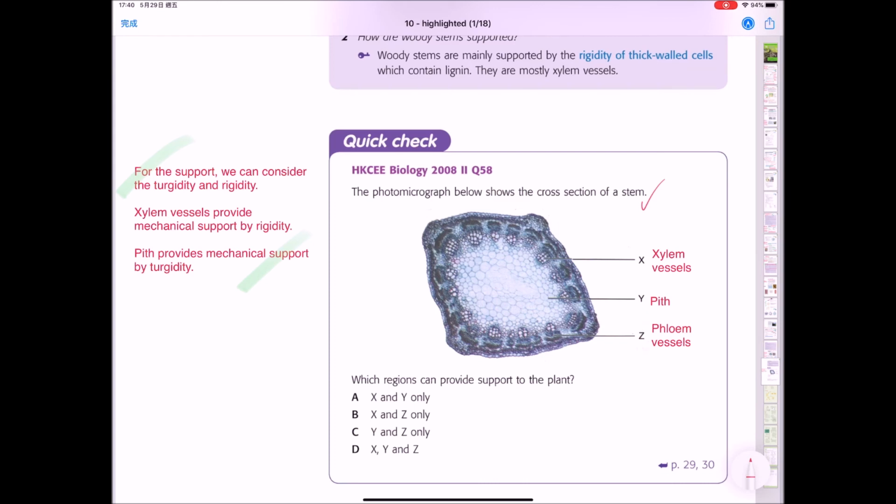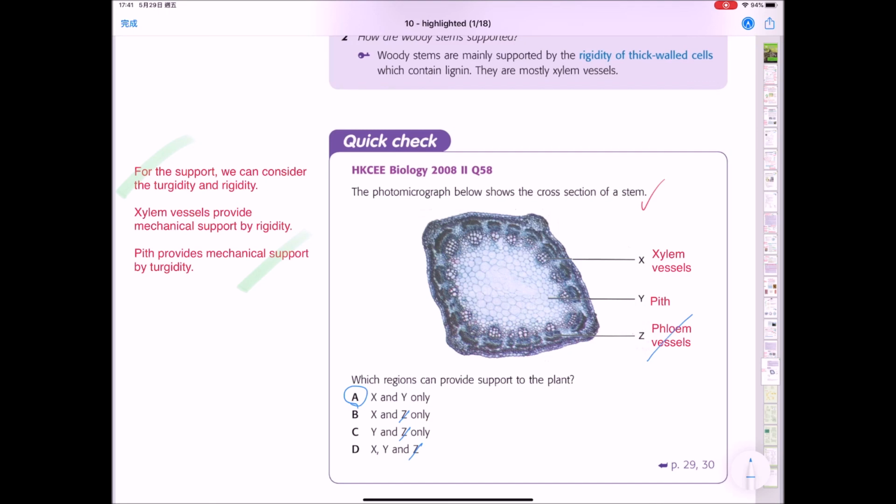So for these 3 structures, we need to know that for phloem vessels, its major role is to transport the organic food. So actually, it cannot provide a great supporting force. So that's why it cannot provide support, and that's why structure Z is eliminated. And actually, the answer should be A, X and Y. But we need the explanation, right? We do not only want to know the answer, but also know the reason behind it.